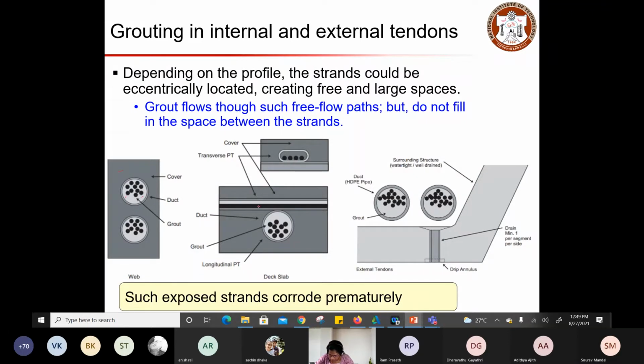And this basically represents different forms, right? If you have a web member, then you may need multiple ducts and tendon profiles, and this represents a deck slab. So you have your reinforcement placed, and then you have your duct and strands placed here, and in this case you have the strands located close to the bottom of your duct, and you have a lot of free space at the top. And this is representative of a section from a bridge element.